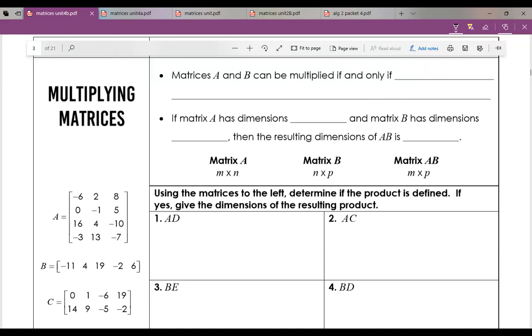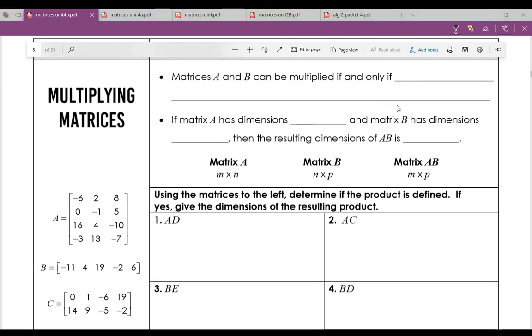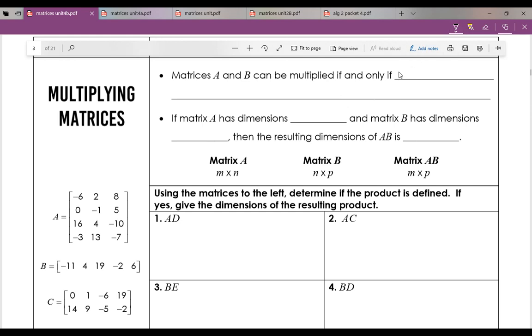Matrix A and matrix B can only be multiplied, but they can only be multiplied if the number of columns in matrix A is equal to the number of rows in matrix B.